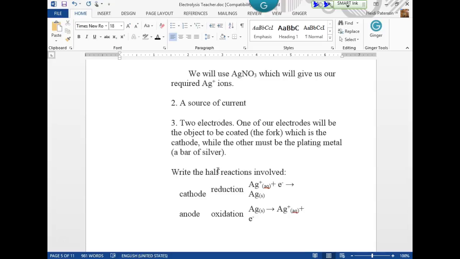What are we trying to plate the key with? Copper, which means that you must have a copper strip for the other electrode, which is going to be the anode. The anode is going to be positive. Make sure that connects to the positive terminal of the battery.